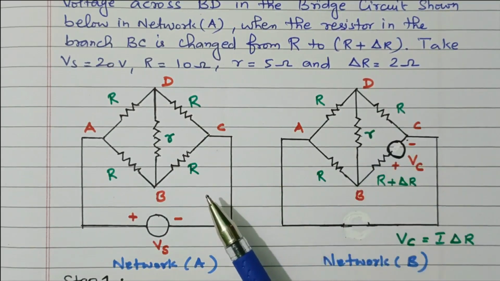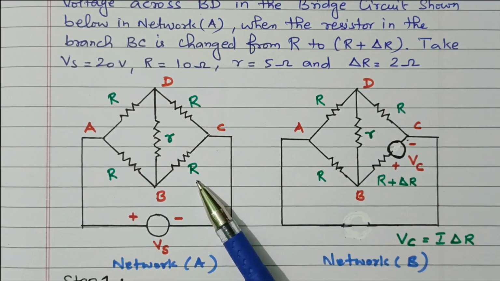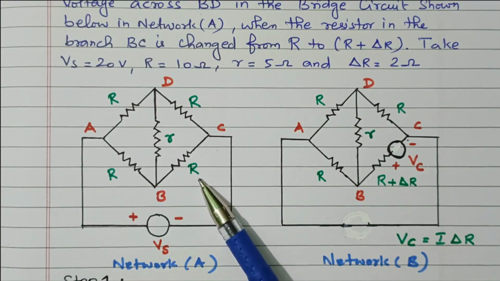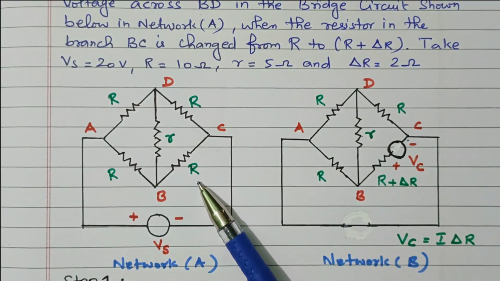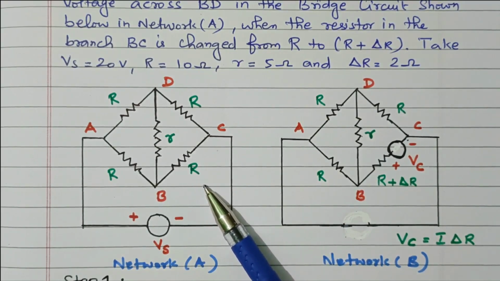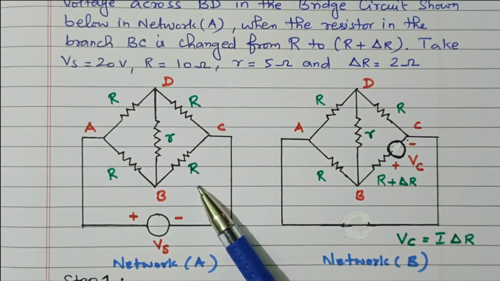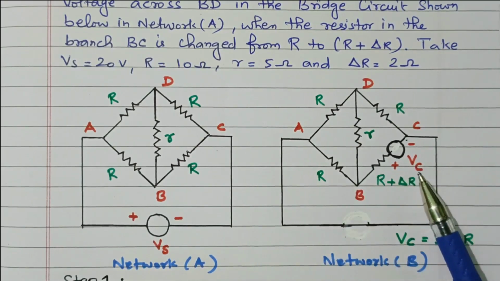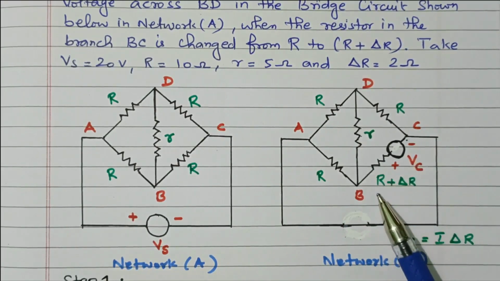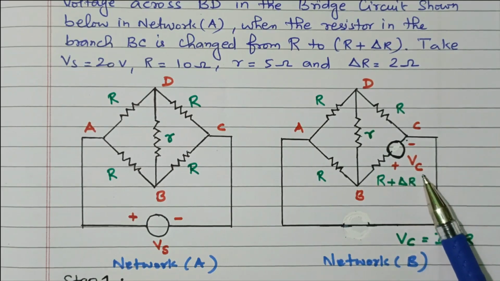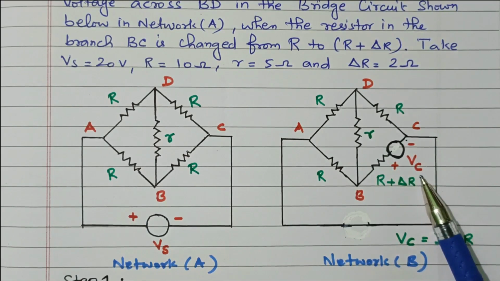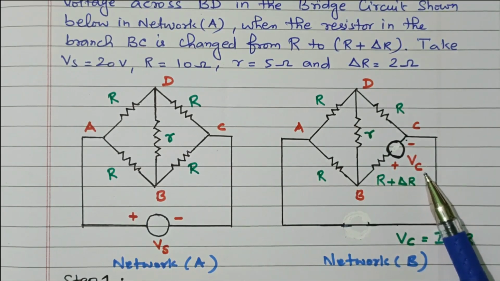We know that in the compensation theorem, when a resistor is added to R, there will be an opposing voltage or current. That is called the compensation voltage. We need to identify the compensation voltage that will oppose the original current. So in this branch, the resistor is changed to R plus DR. Due to that, there is an opposing voltage or current, identified by the voltage source Vc. That is called the compensation voltage.